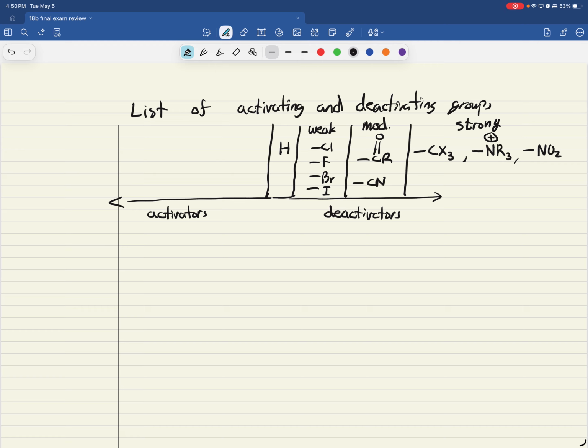Now, how about our activating groups? What are the weakest activating groups? Yeah, alkyl groups, right? Anything with an R group right there on the benzene. So that's our weak ones.